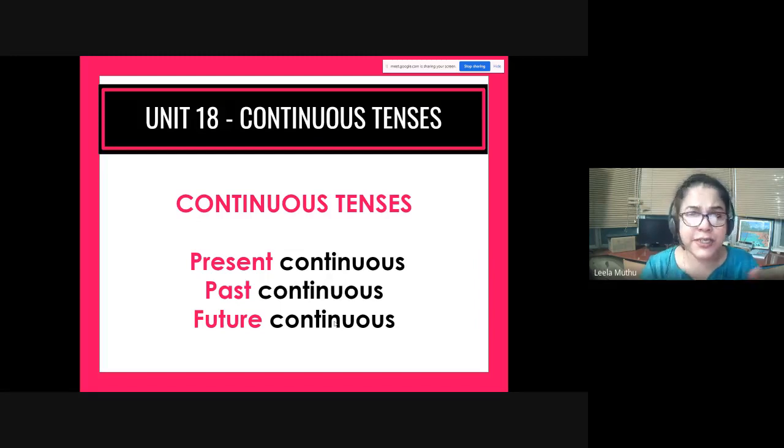Okay, children. So as you see the examples, you'll know what I mean. So we have present continuous. We have past continuous. And we have the future continuous, where an action is ongoing. It's an ongoing action. Okay. So let's see it using the timeline.